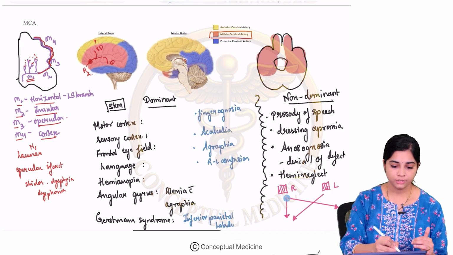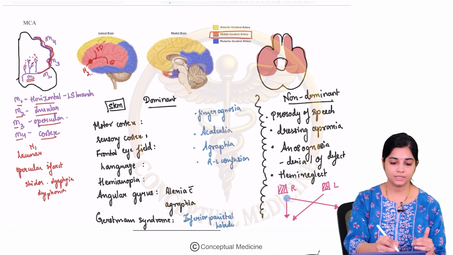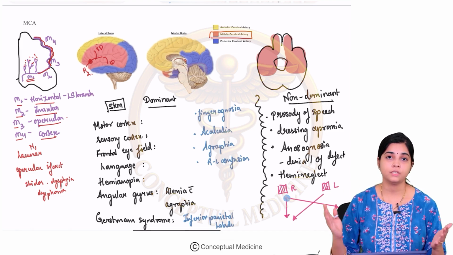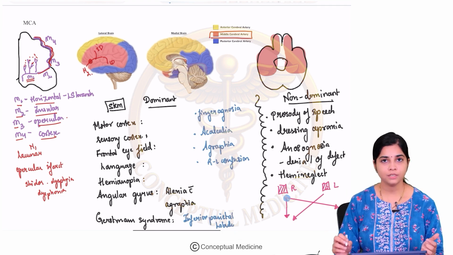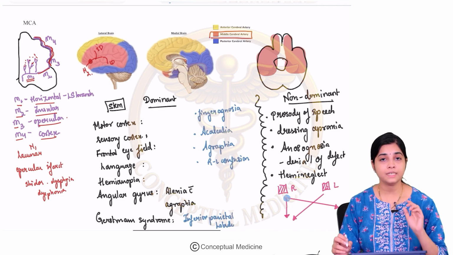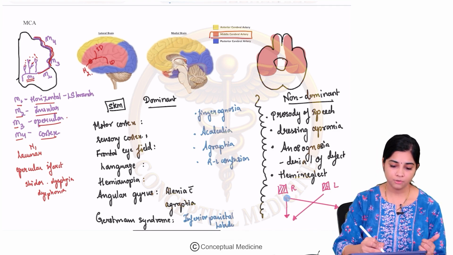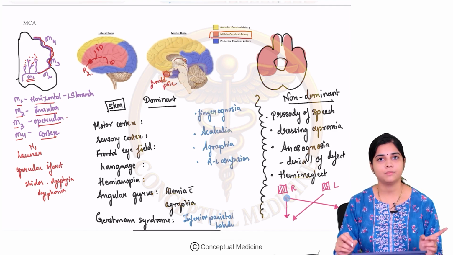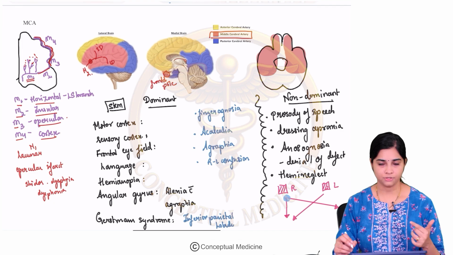So, I told you only a small strip is supplied by the ACA. So, the yellow is by the ACA and almost the rest of the lateral surface of the brain is supplied by the MCA. But as compared to ACA, which supplied a huge part of the medial aspect of the brain, a very small portion which is called your frontal pole is supplied by the MCA, predominantly your M2 branch.